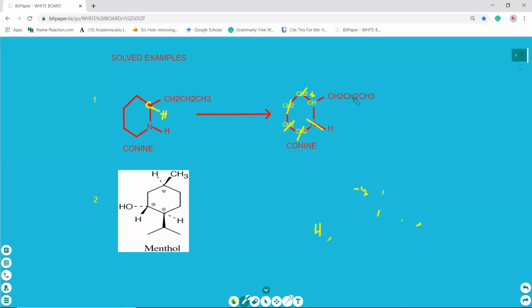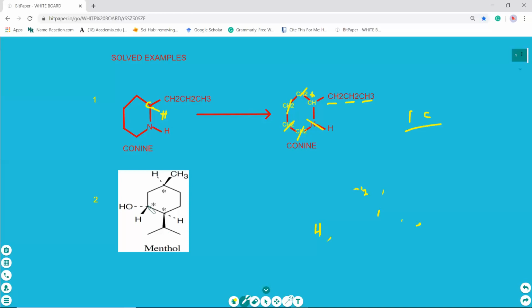The second example is menthol. This is the structure of menthol. I've already put asterisks on all the places where we have a chiral center, but let's solve it together and see how I arrived at that. If I'm given a structure, whether a ring or not, just pick a point to start. Pick any point. Let's start from outside the ring.